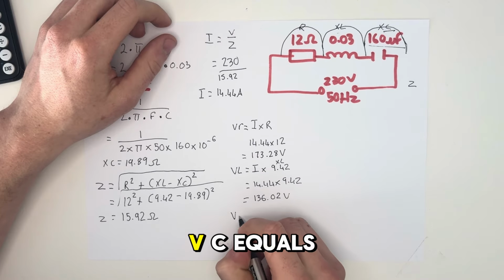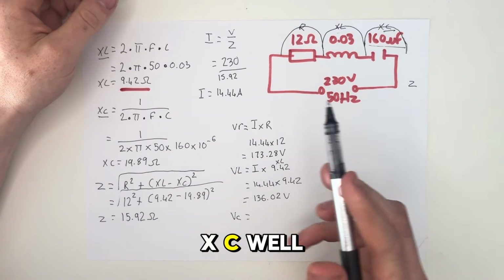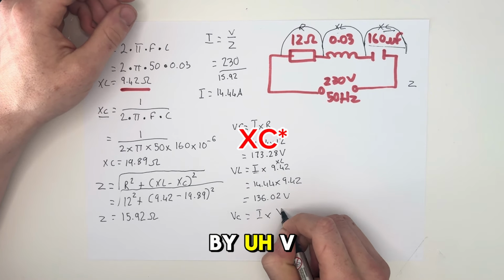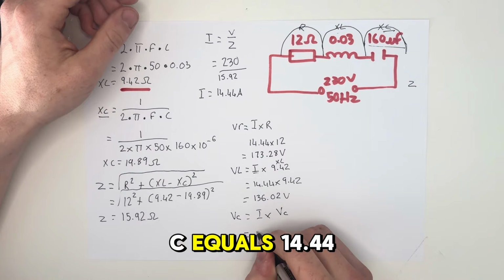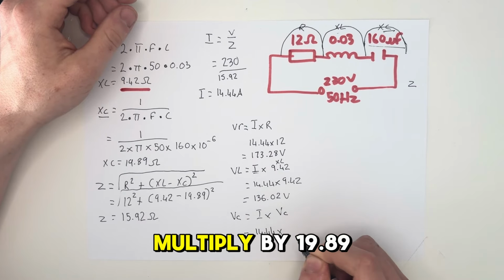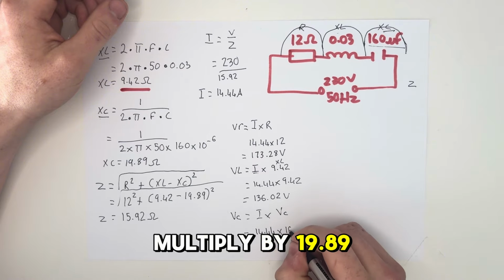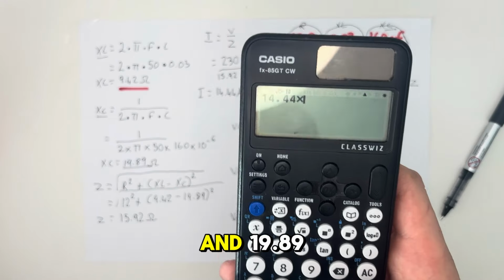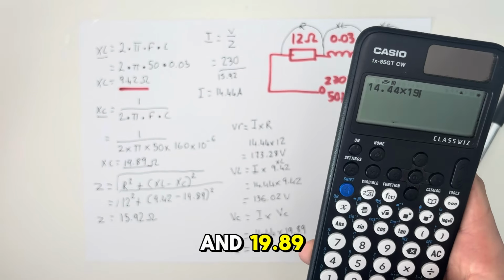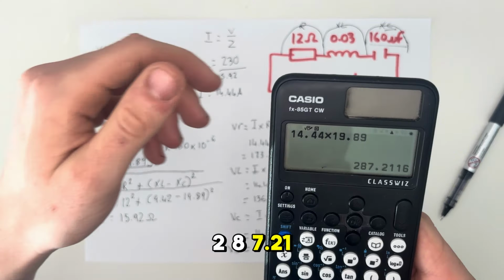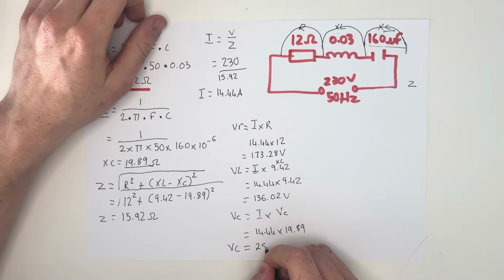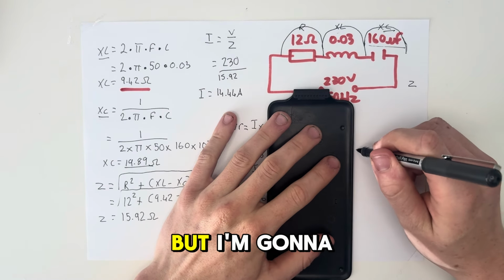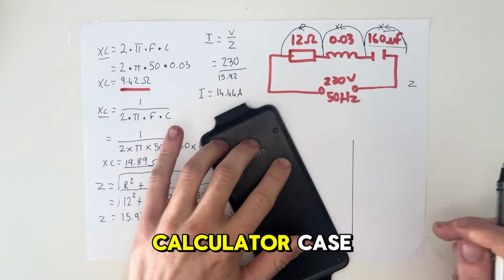VR, VL, now VC equals XC, well no, it's going to be amps first, so I multiplied by XC. VC equals 14.44 multiplied by 19.89 over here. That gives 287.21 volts.